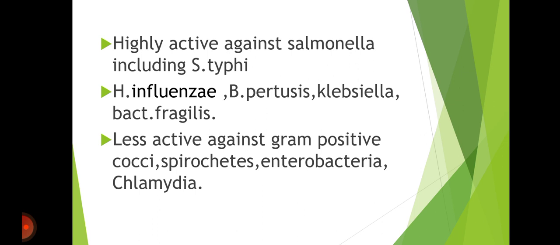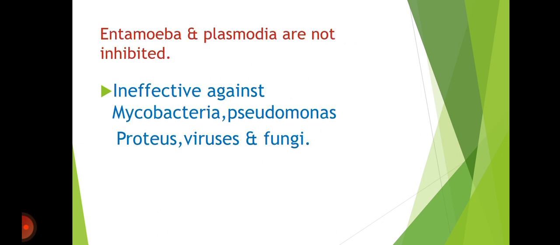Chloramphenicol is highly active against salmonella, including Salmonella typhi. It is more active than tetracycline against Haemophilus influenzae, Bordetella pertussis, Klebsiella and anaerobes, including Bacteroides fragilis. It is less active against gram-positive cocci, spirochetes and certain enterobacteria and chlamydia. Entamoeba and plasmodia are not inhibited. Like tetracycline, it is ineffective against mycobacteria, pseudomonas, many proteus, viruses and fungi.